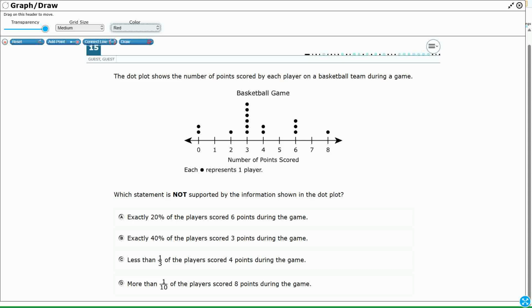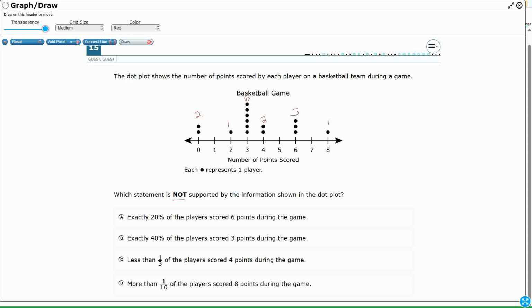So we've got a dot plot here, and each dot represents one player, so we're looking at our key, and we need a statement that is not supported. So we're looking for an incorrect statement. 3 will be correct. So let's just go ahead and put our numbers here. I've got 2 that scored 0 points, 1 that scored 2 points, 1, 2, 3, 4, 5, 6. The most scored 3 points. 2 scored 4, 3 scored 6, and then high score was 8.